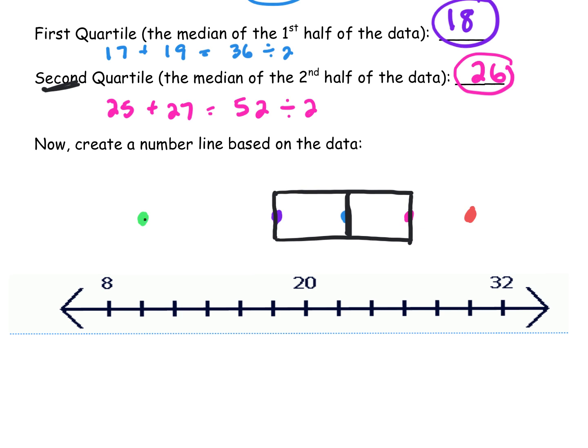And then we attach it with a line that we refer to as a whisker from the lower extreme to the first quartile. And then we attach from the third quartile number to the upper extreme to make the other whisker. So we've now completed a box and whisker plot.